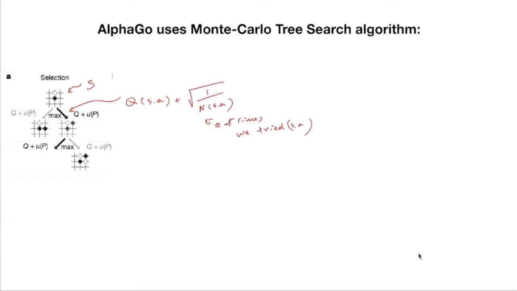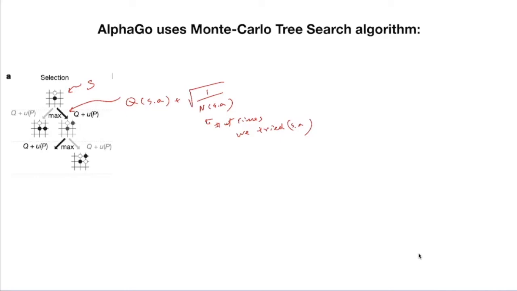So the first component is the value. What's the game value if you were at state S and if you play action A? The second term is the bonus, that is roughly inversely proportional to the number of plays, the number of tries you have on this particular state action pair.